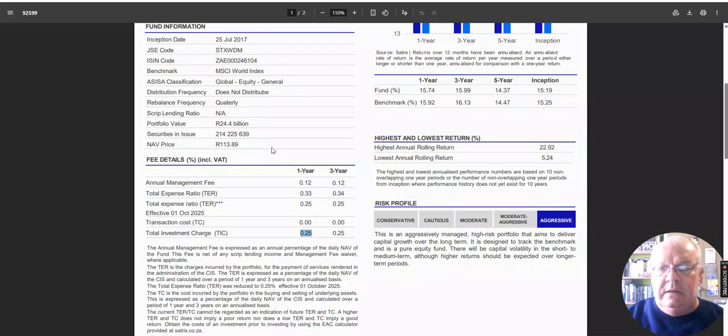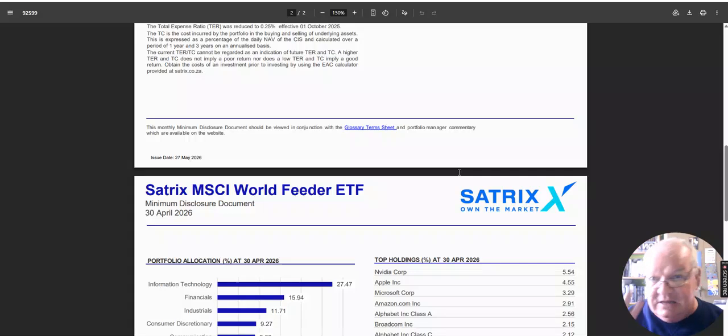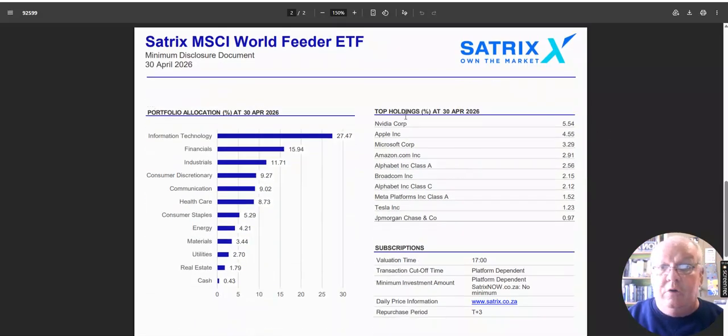Most of your investments, unit trusts and things, are charging you 1.5%, 2%, so 0.25%, that's perfect. How did it do? Over 1 year, 15, over 3 years, 15, nearly 16, over 5 years, 14, since inception, 15% a year. I'm happy with that. And then the last thing I look at is, what do I own? Nvidia, Apple, Microsoft, Amazon, Alphabet, Google, etc.